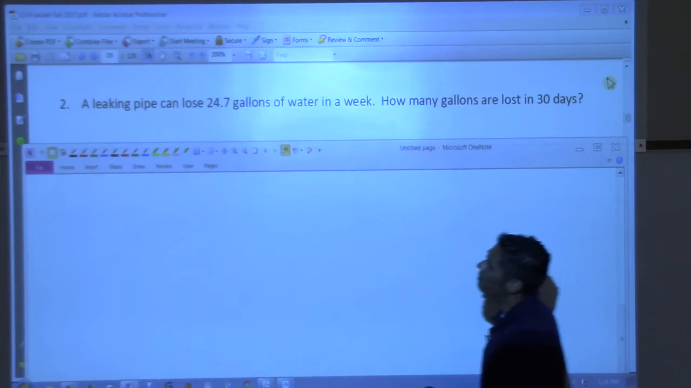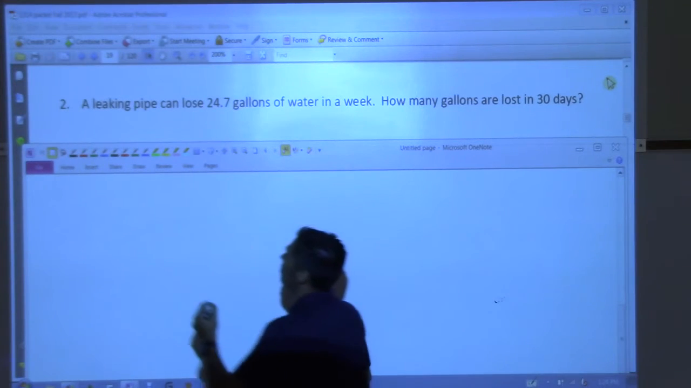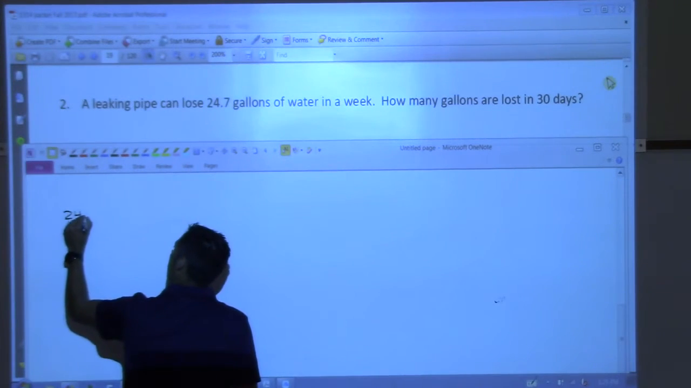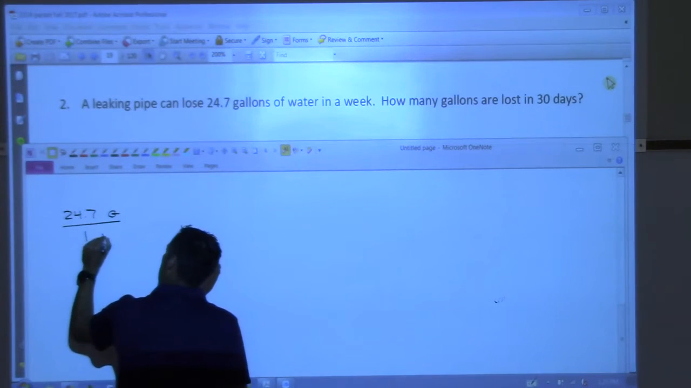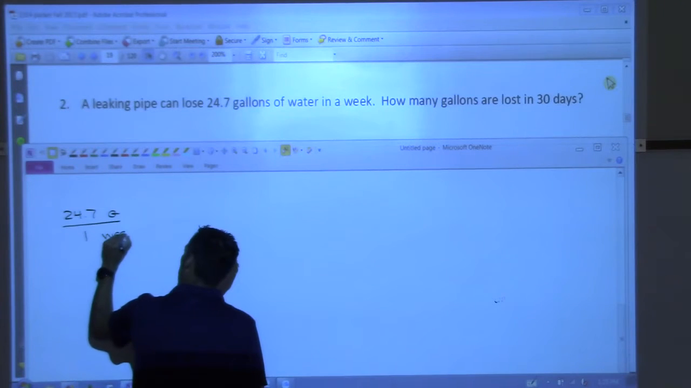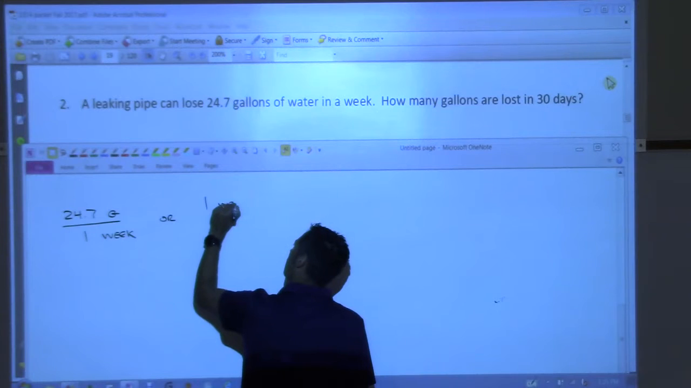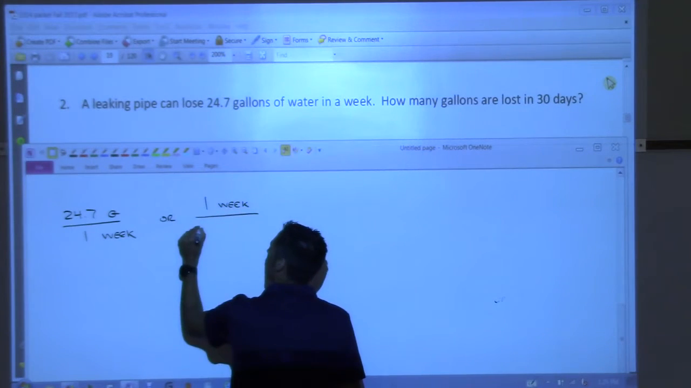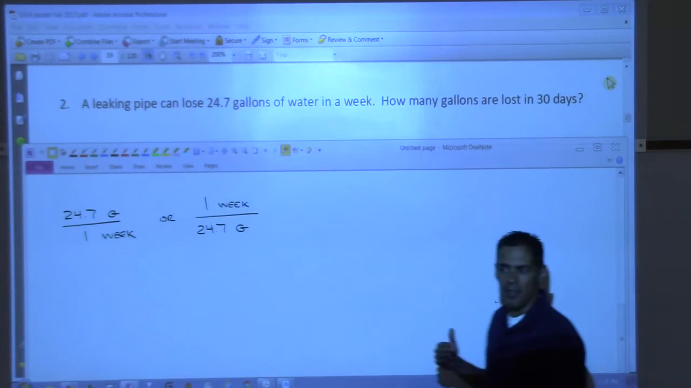All right, what do you think? A leaking pipe can lose 24.7 gallons in a week. That's a proportion, isn't it? And I can set that up one of two ways. I can either say 24.7 G for gallons per 1 week, I'll write week. Or I can say 1 week and I'll lose 24.7 gallons. So my choice on that.